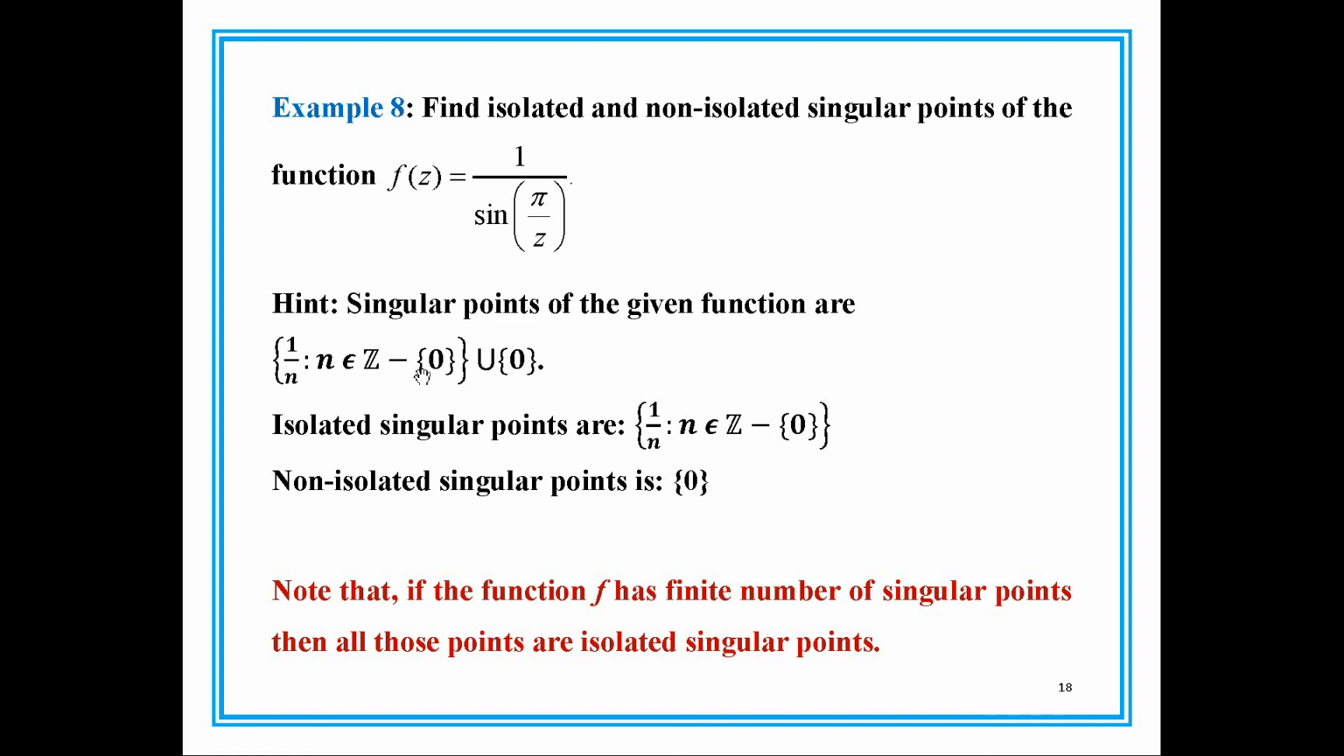Union 0. Now why are we removing 0? Because otherwise this function will not be defined. So isolated singular points are 1 upon n for all n belonging to integers except 0. And the non-isolated singular point is only singleton 0. So note that if the function f has a finite number of singular points, then all those points are isolated singular points.